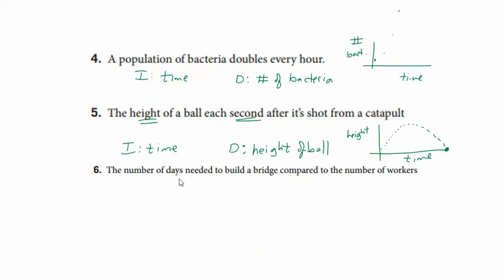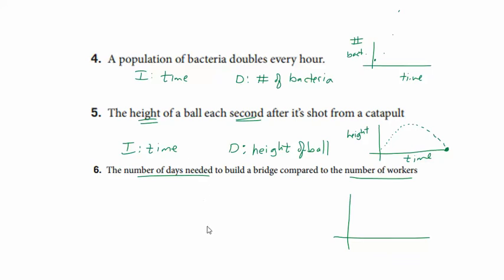Okay. The number of days needed to build a bridge compared to the number of workers. Oh, interesting. Okay. So number of days needed, that's going to be one of our variables. And then the number of workers is going to be another one of our variables. So now, let's think about this one for dependent and independent. Which one of these is dependent on the other? Okay, let's read it both ways. Is the number of days dependent on the number of workers? Is the number of days needed to build a bridge dependent on the number of workers? Or is the number of workers dependent on the number of days?